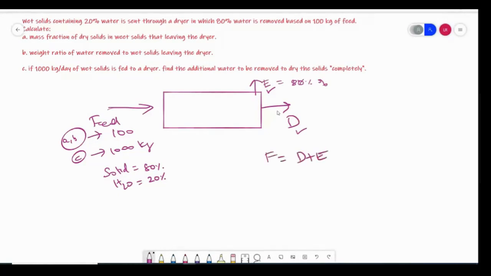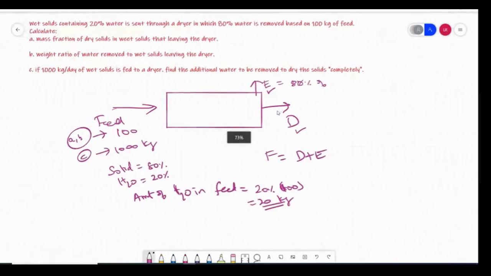So what is the amount of water in feed? The amount of water in feed is 20% of 100, which is 20 kg. The feed contains 20 kg of moisture, and it is said that 80% is removed, right? So E is equal to 80% of 20, that is 80 by 100 into 20. How much? 16, right?